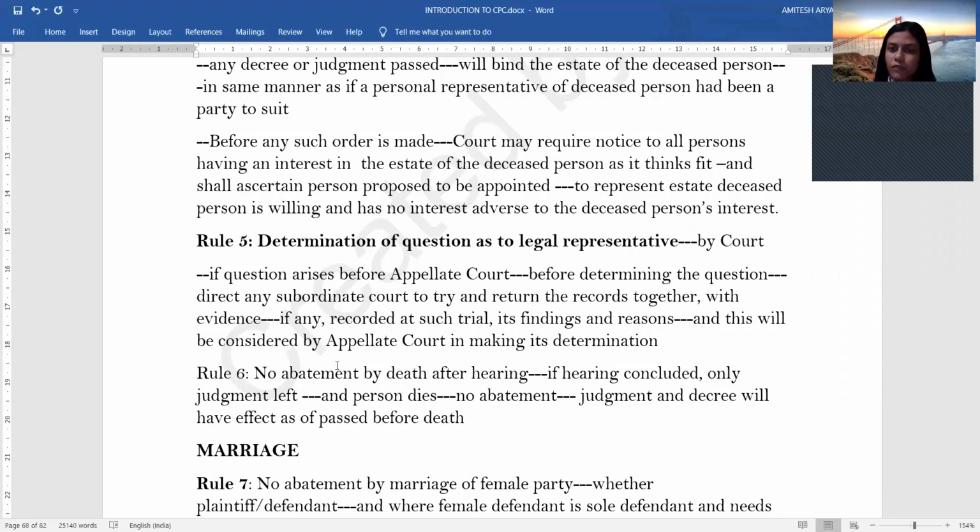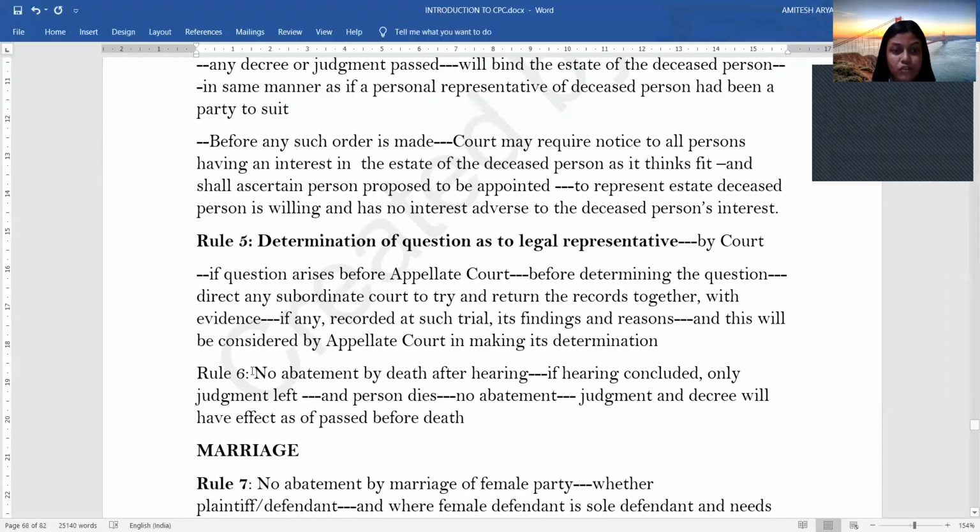Now, it will always obviously be done by a court, whether this person is a legal representative or not. This question has arisen. Who will decide it? Obviously, the court will decide it. If such a question arises before an appellate court, before determining it, the appellate court may direct a subordinate court to try this matter. All records, all evidence, and whatever the trial court has recorded with its findings and reasons will be considered by the appellate court when it is making such a decision.